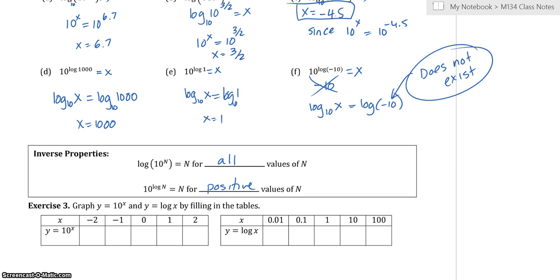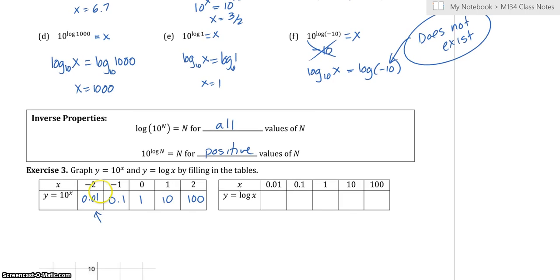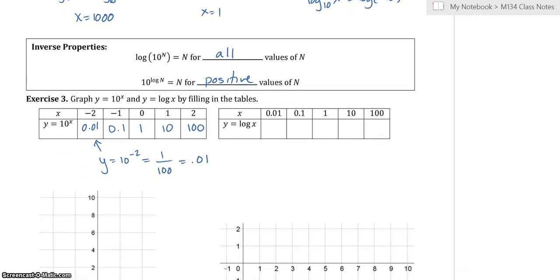Okay, here are the answers. To the first one, I got this by just plugging it into my calculator, or you can do it by hand. That would be 10 to the negative 2, which is 1/100th, which means 0.01. You could do the same thing with negative 1. Plug in a 0, anything to the 0 power is 1. Plug in a 1, you get 10. Plug in a 2, you get 100.